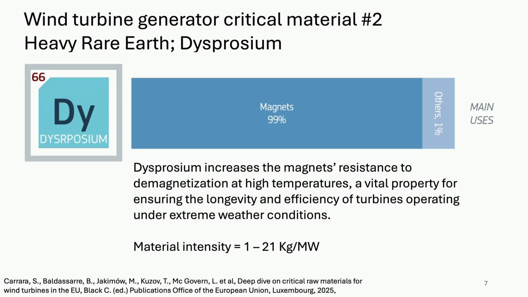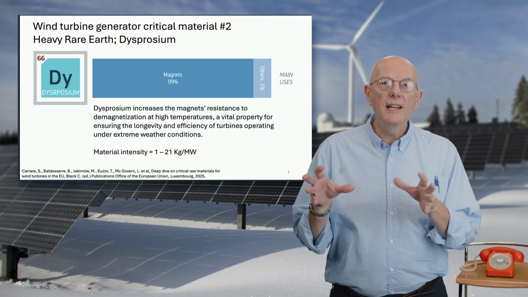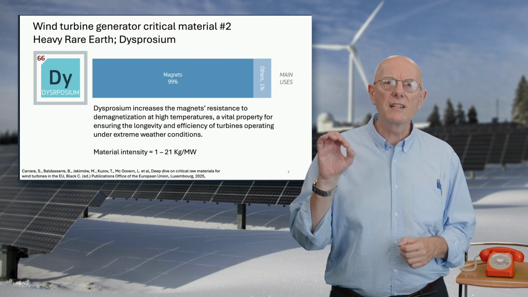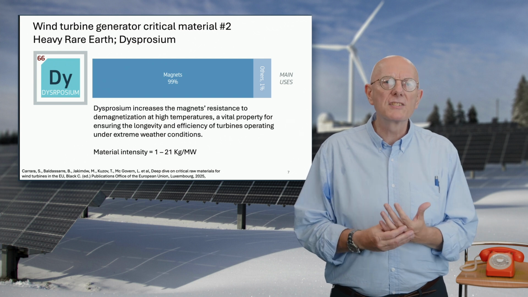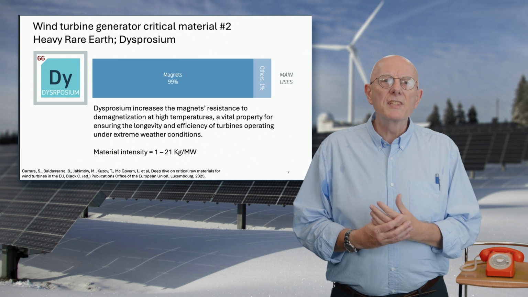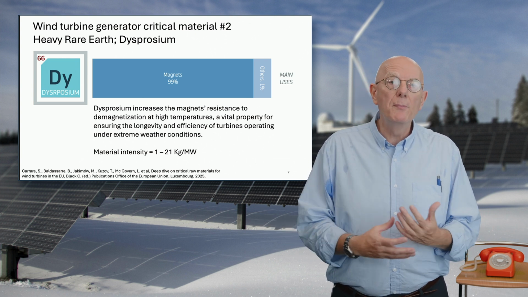Let us look at dysprosium in more detail. The heavy rare earth dysprosium has almost no other use and is primarily used to make magnets. Dysprosium increases the magnet's resistance to demagnetization at high temperatures, a vital property for ensuring the longevity and efficiency of turbines operating under extreme weather, such as very hot conditions. The material intensity of dysprosium in wind turbines varies from 1 to 21 kilograms per megawatt of power.